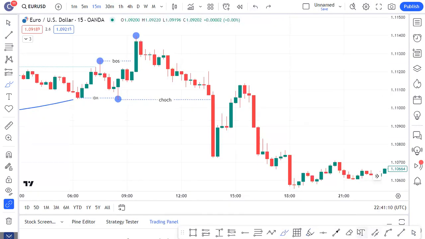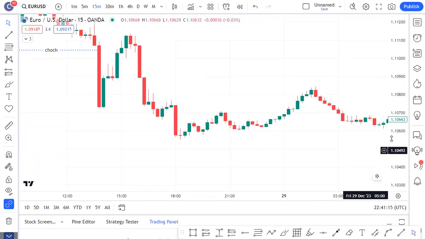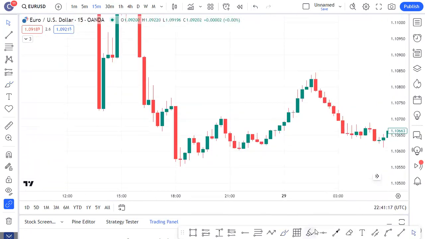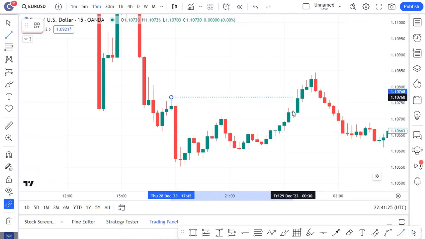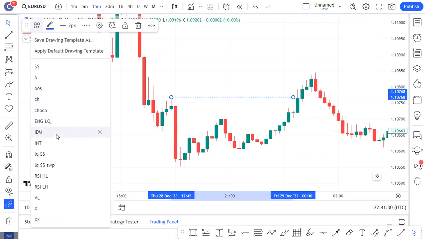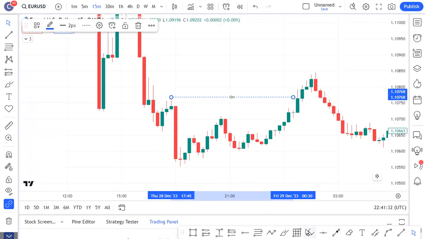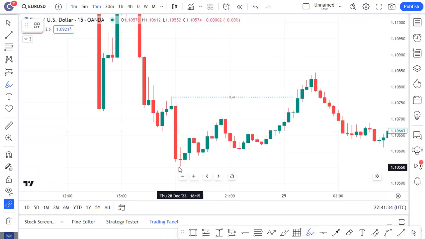So we need to find where the inducement is. Where's the inducement to be taken out? Here we had our first inducement, this one. This was our first pullback here. That was the first pullback, the inducement that was taken out, and you need to confirm the low. Where's the low? This is the low.